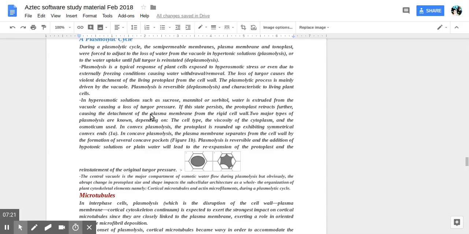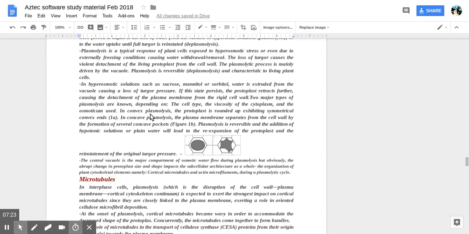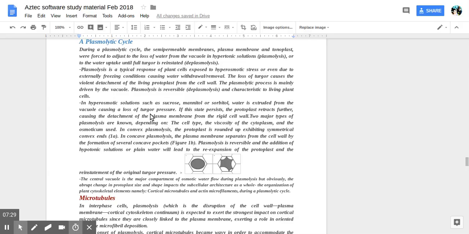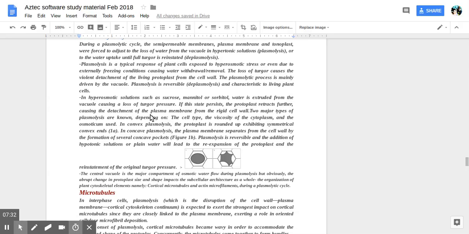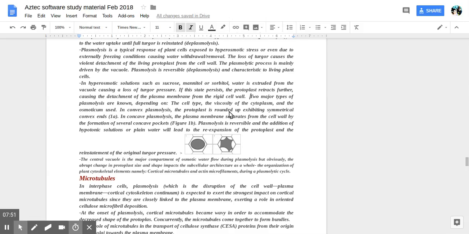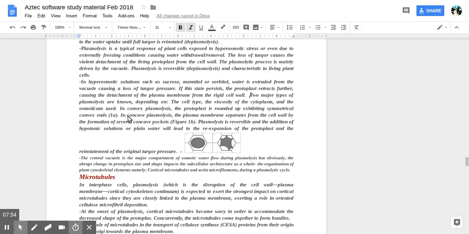In hyperosmotic solutions such as sucrose, mannitol, sorbitol, etc., water is extruded from the vacuole, causing a loss of turgor pressure. If this state persists, the protoplast retracts further, causing the detachment of the plasma membrane from the rigid cell wall. There are two major types of plasmolysis, depending on the cell type, the viscosity or concentration of the cytoplasm and the osmoticum used, which means what kind of solute is used for the change in gradient.